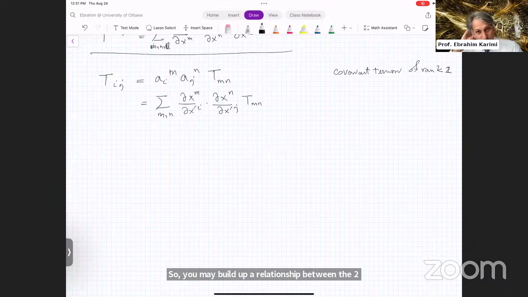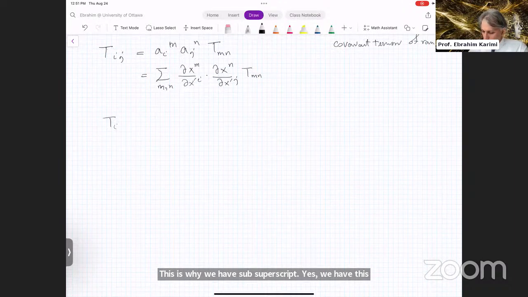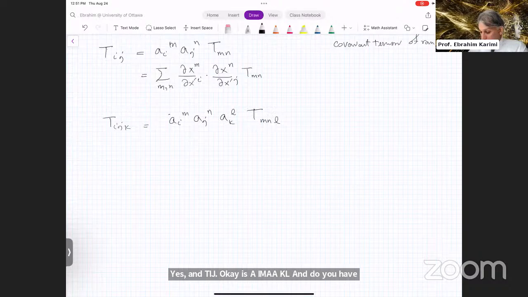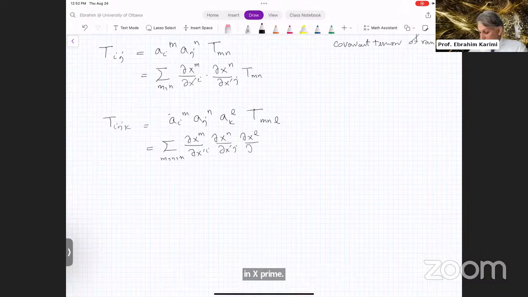So you may build up a relationship between the covariant and contravariant tensors, transforming back and forth between the coordinates. Yes, this is why we have the superscript, and we have the subscript in exactly the same way. Yes, Mohammed. And T_ijk is a_im a_jn a_kl T_mnl. So pay attention to the way that I'm writing this. Again, this is a summation over m, n, and l. The derivative is now given by x_m with respect to x prime i, x_n with respect to x prime j, x_l with respect to x prime k, T_mnl.